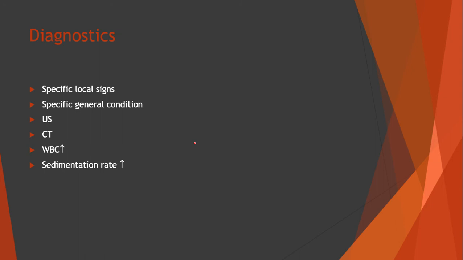Diagnostics. We have not so many instruments to diagnose some suppurative infection. We have specific local signs: pain, tenderness, redness, loss of function. We have special general conditions, such as an elevation of the temperature and symptoms and signs of toxicity. We can use ultrasound for cutaneous and subcutaneous suppurative infection, and CT scan if it is placed in the body cavities. We have elevated white blood counts and elevated sedimentation rate.